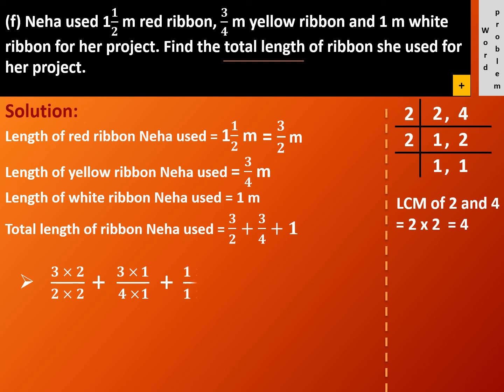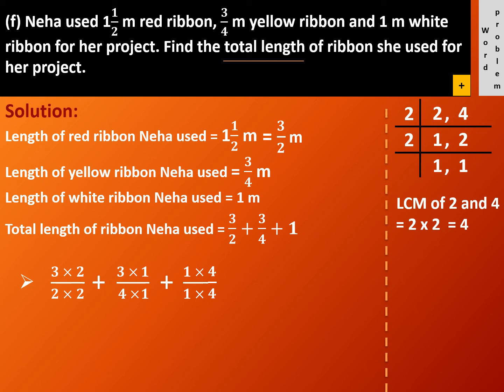Our third fraction is 1 upon 1 and we want 4 at the place of denominator. So which digit will you multiply to bring 4 at the place of denominator? Yes, the answer is 4. So we multiply numerator and denominator by the same number 4.